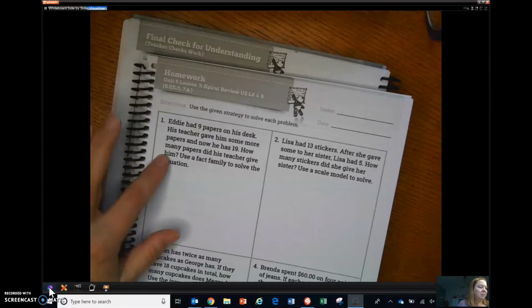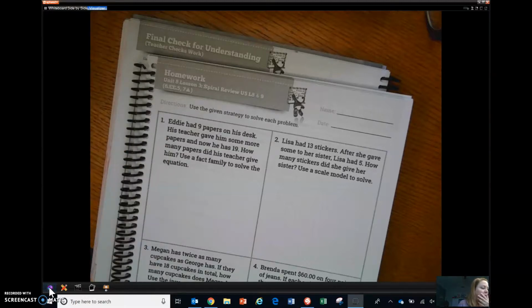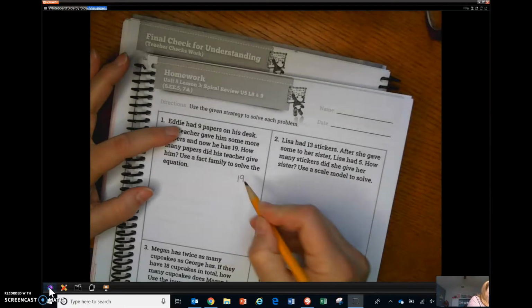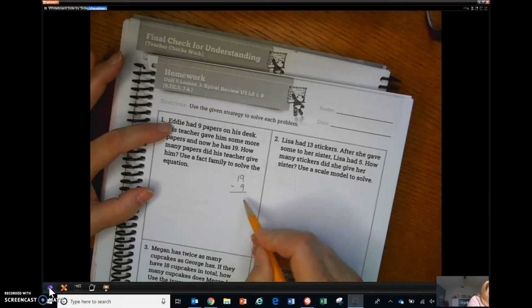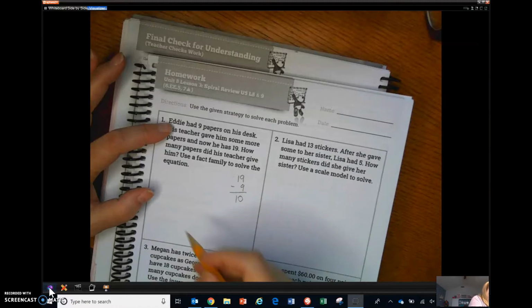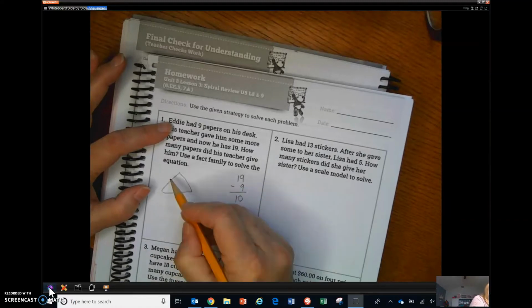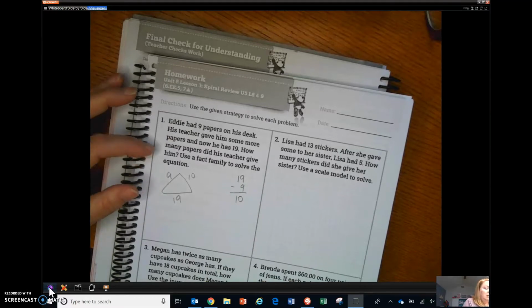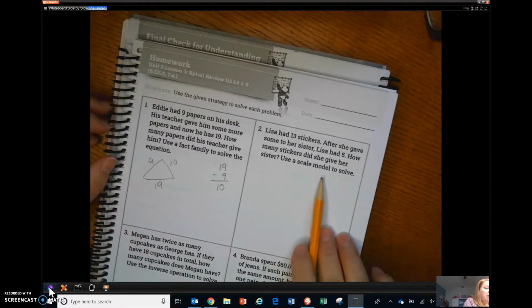This is like pretty basic. If Eddie had 9 papers on his desk, his teacher gave him some more papers and now he has 19. So he has 19. He had 9. His teacher gave him 10. A fact family would be this. 9, 10, 19. Okay, so use a scale model to solve.